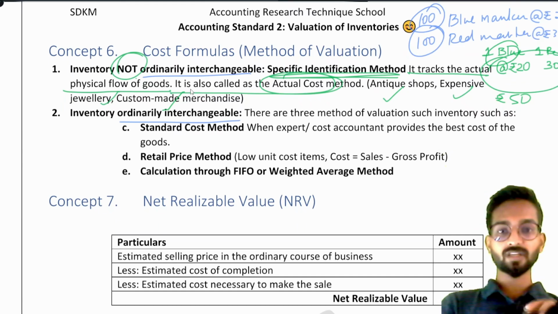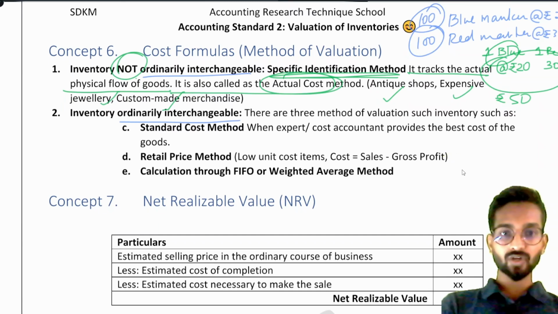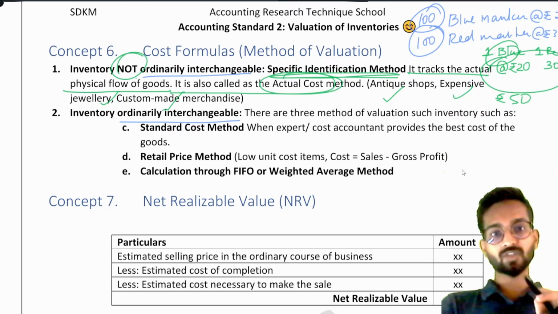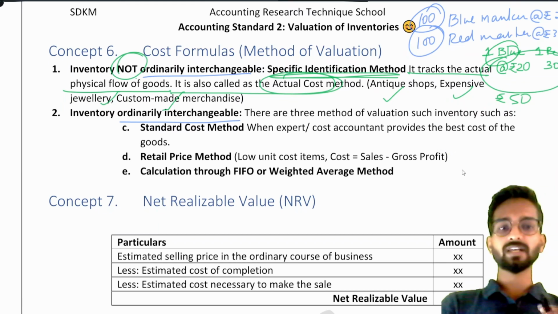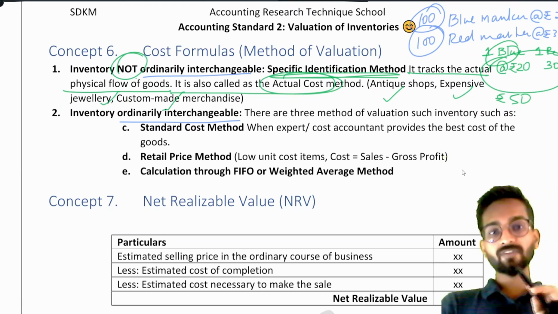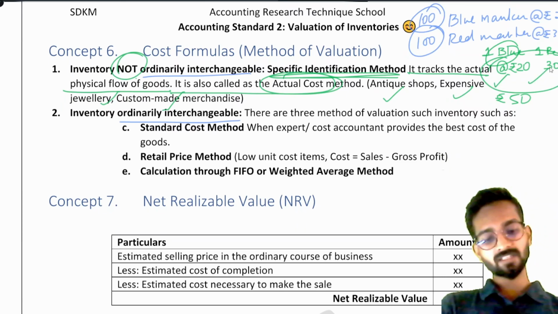See, suppose there is a jewelry business, and you are making some jewelry of specific design and structure, that cost will be different from another jewelry. So that's why they also use specific identification method. You can use the specific identification method when your different products are not changeable. They all are just different. You cannot say that they all are changeable. That's why blue is different, red is different.